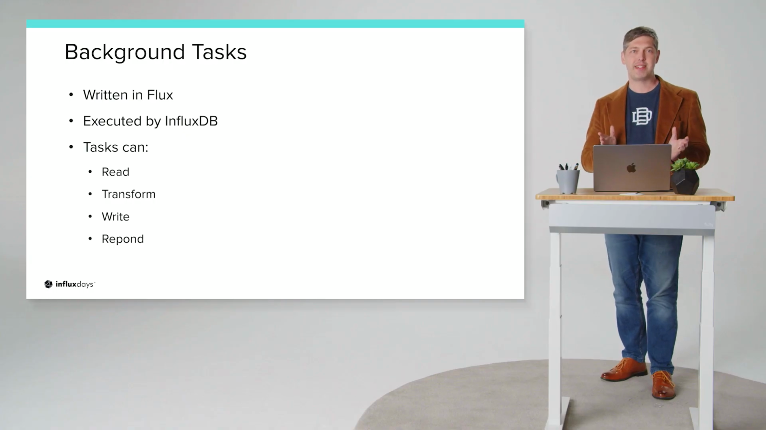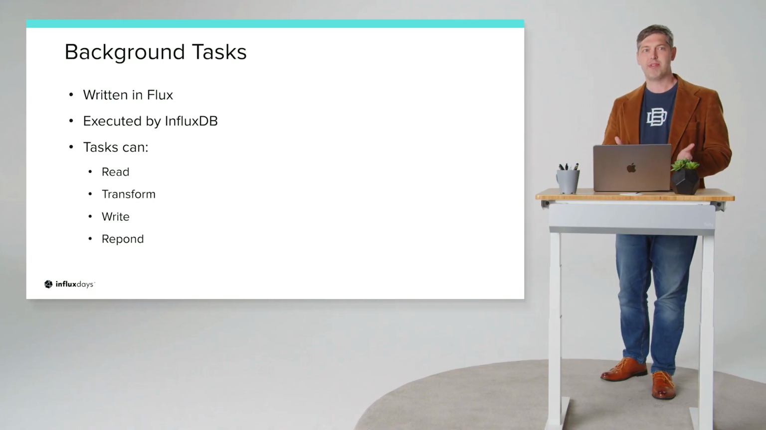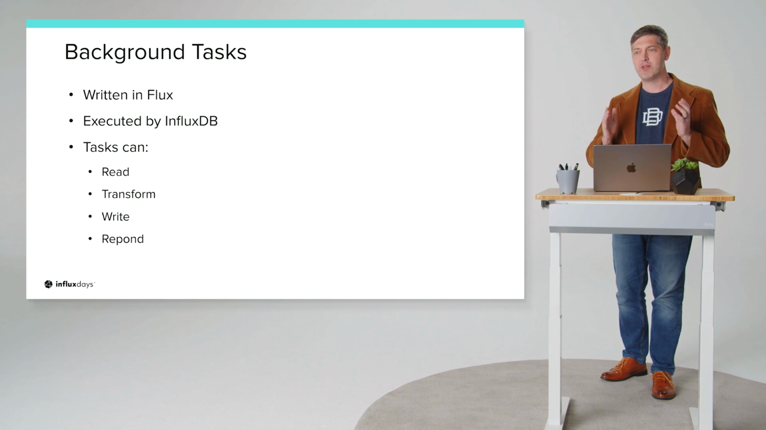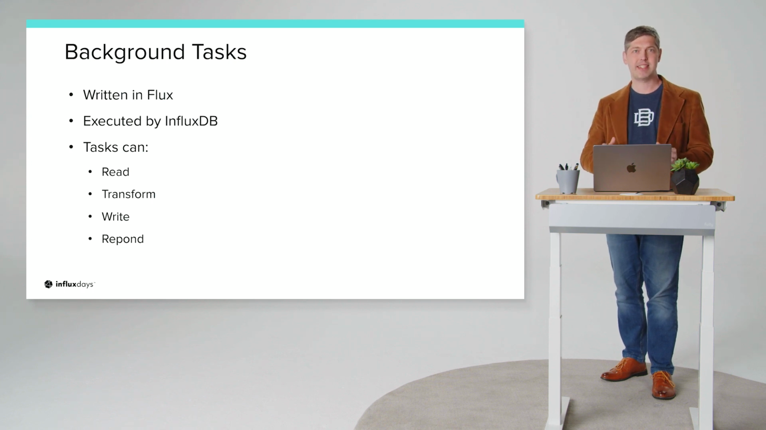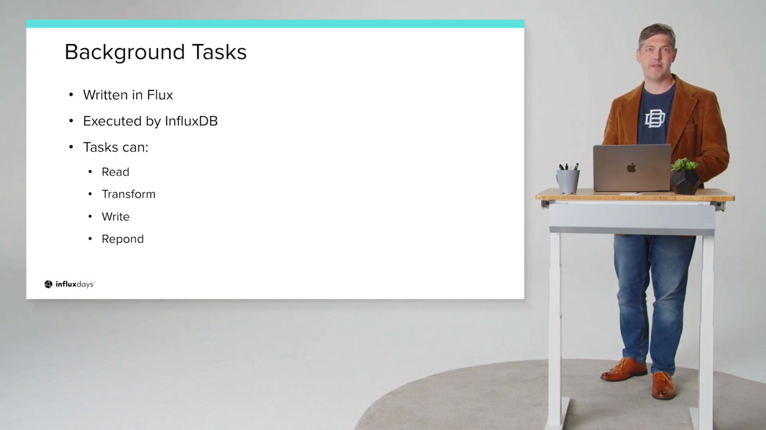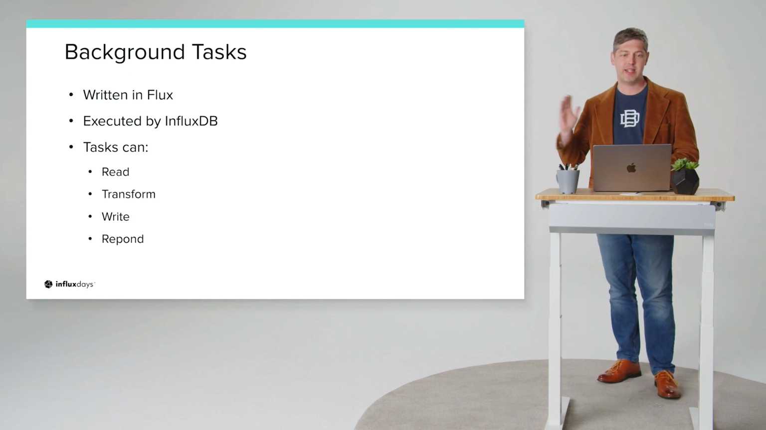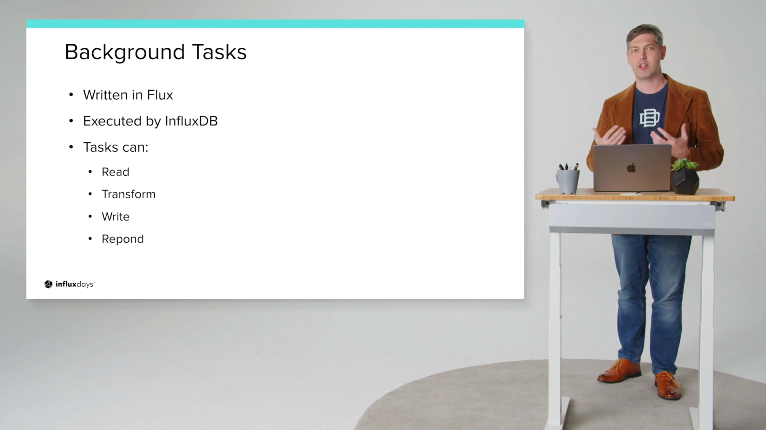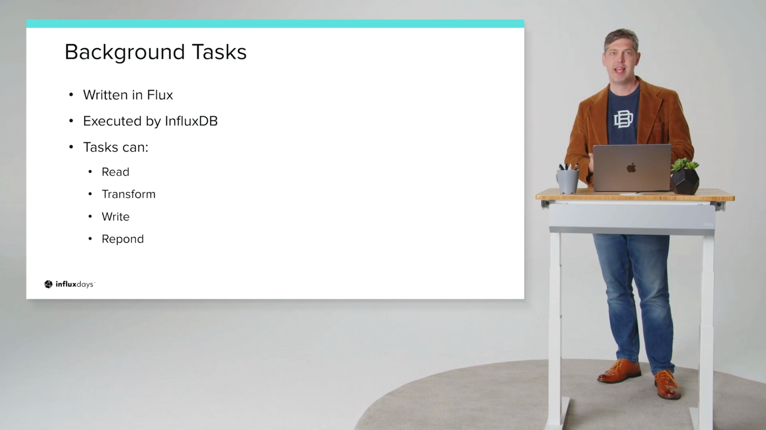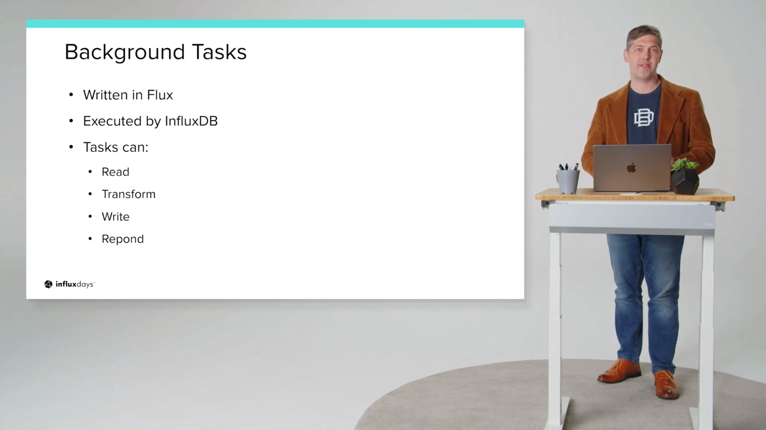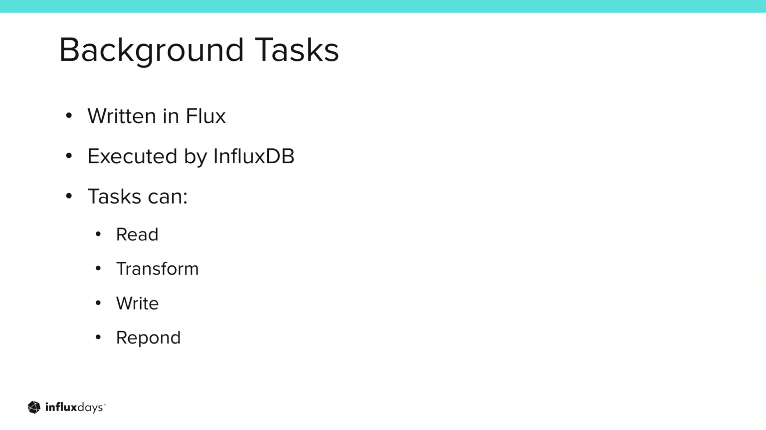Tasks are written in Flux, and they're going to be executed by InfluxDB itself. So InfluxDB is going to take care of the scheduling of these tasks. It's going to provide the execution environment for them, so you don't need a separate system to make sure they're being executed. You don't need a separate environment for those to run in. It's all built into the database now. And tasks can be used to do all kinds of things. They can read data, they can transform your data, they can write data back into another bucket, or they can alert you when something's gone beyond a certain threshold in your data.